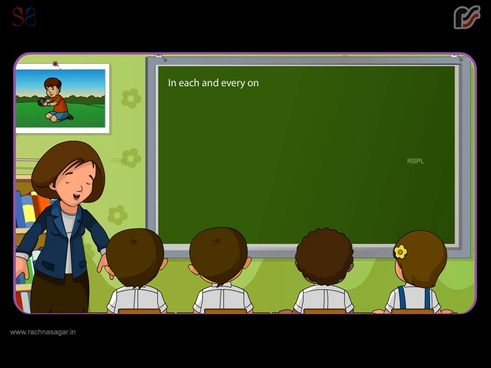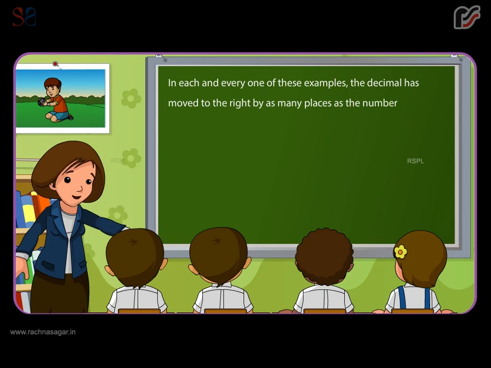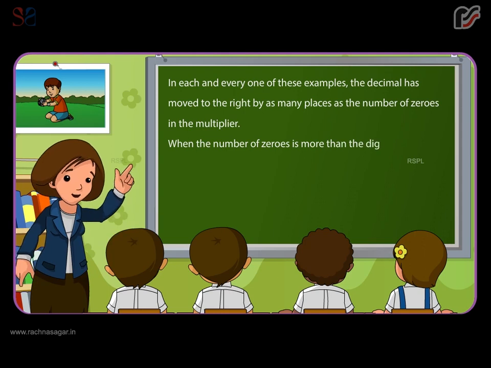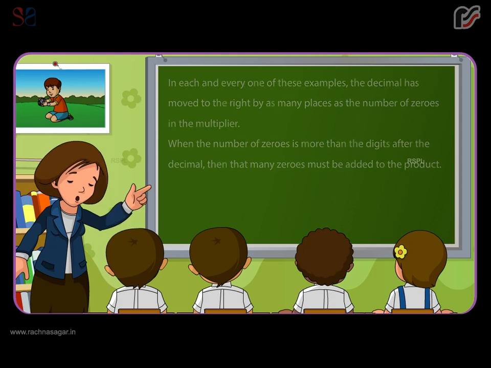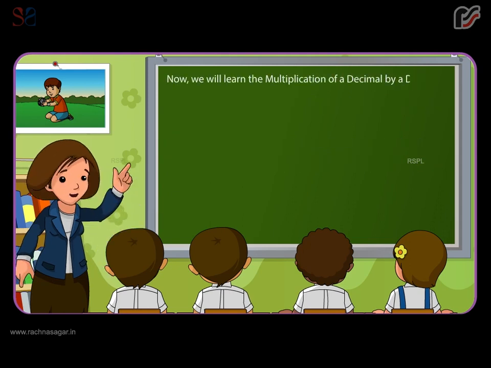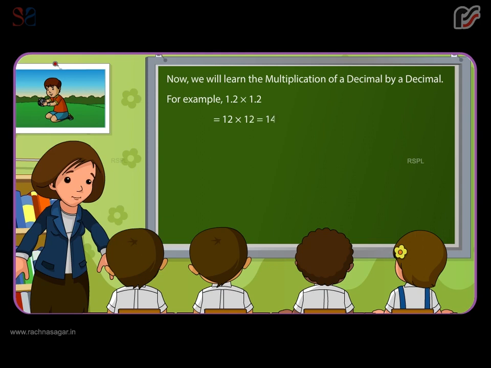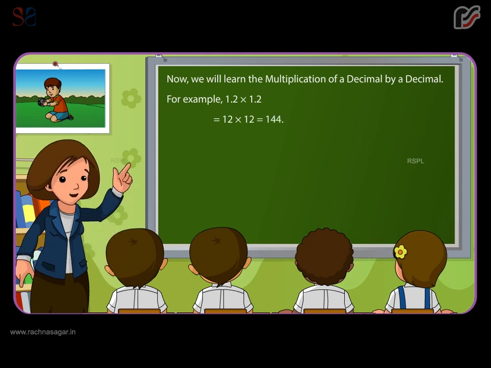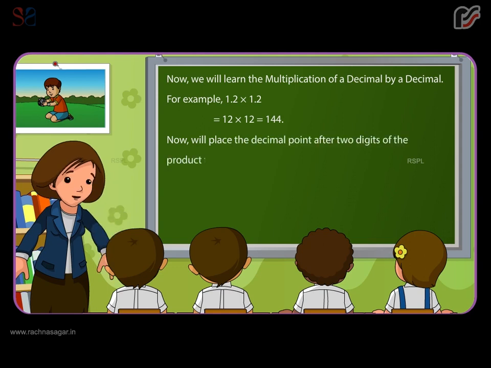In each and every one of these examples, the decimal has moved to the right by as many places as the number of zeros in the multiplier. When the number of zeros is more than the digits after the decimal, then that many zeros must be added to the product. Now we will learn the multiplication of a decimal by a decimal. For example, 1.2 multiplied by 1.2 is equal to 12 multiplied by 12 is equal to 144. Now we will place the decimal after 2 digits of the product from right, that is 1.44.